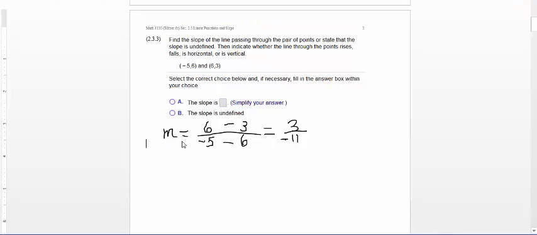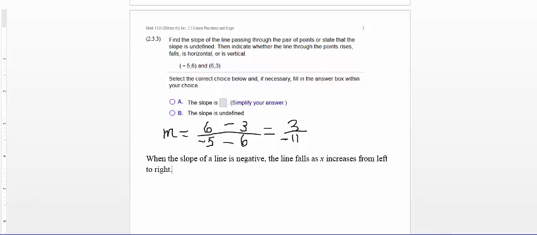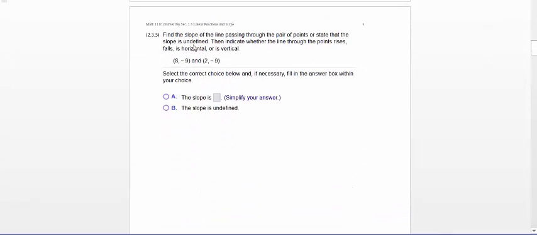And notice that I want to make sure the difference of the y's is in the numerator, and the difference of the x's is in the denominator. And that if a y came first in the numerator, the corresponding x comes first in the denominator. When the slope of a line is negative, the line falls as x increases from left to right. So you would select A and put the value of the slope in the box, and then you would be saying that the line falls. That would be an option on the second part of the problem.